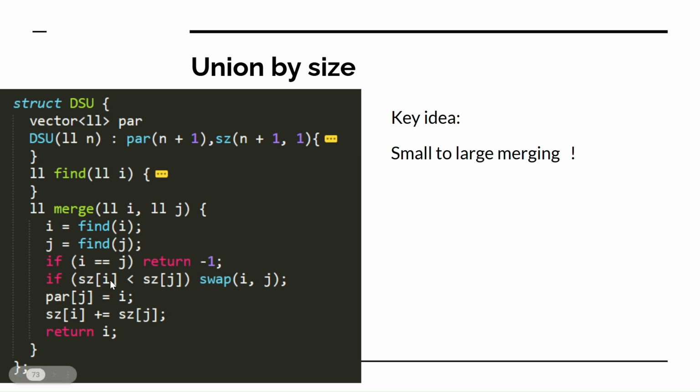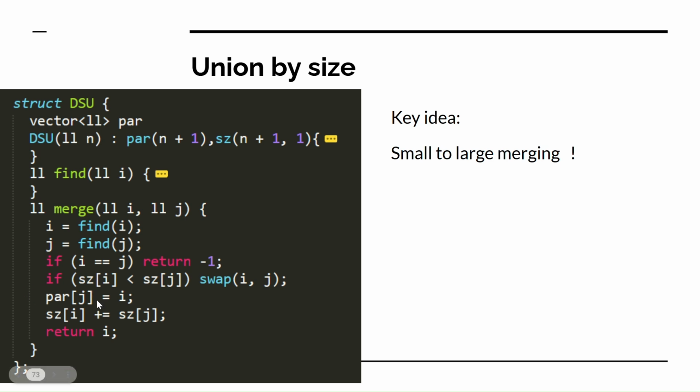So for I and j, we check which is the bigger size tree, as we have already updated I and j to their root nodes. This size array is storing the size of the current tree root. Now, as we check whether size of I and j, if I is a smaller size than j, we are going to swap them. So at last, I is the root node of the tree whose size is going to be bigger, and j is the root node of the tree whose size is going to be smaller.